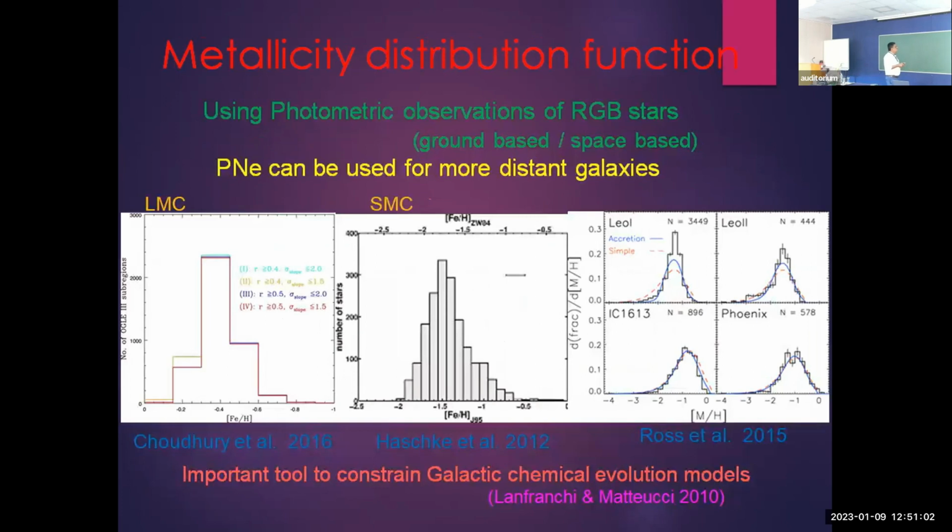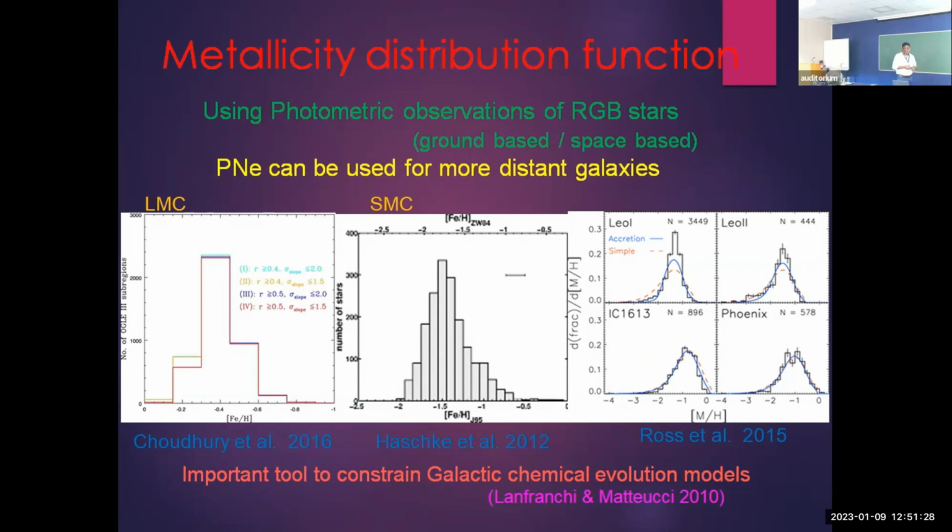The metallicity distribution function is a very important parameter for the people who are modeling the chemical evolution of galaxies. This is the LMC metallicity distribution model, and this is the SMC one, which are obtained from the photometric observation of the RGB stars. And these are for other nearby galaxies.